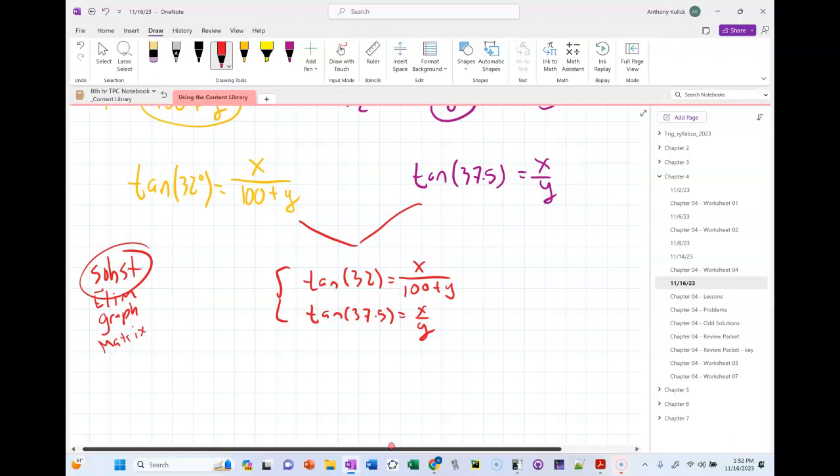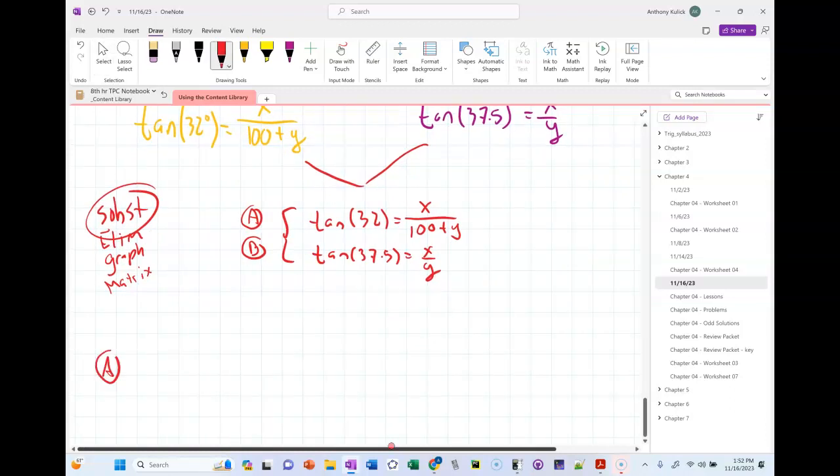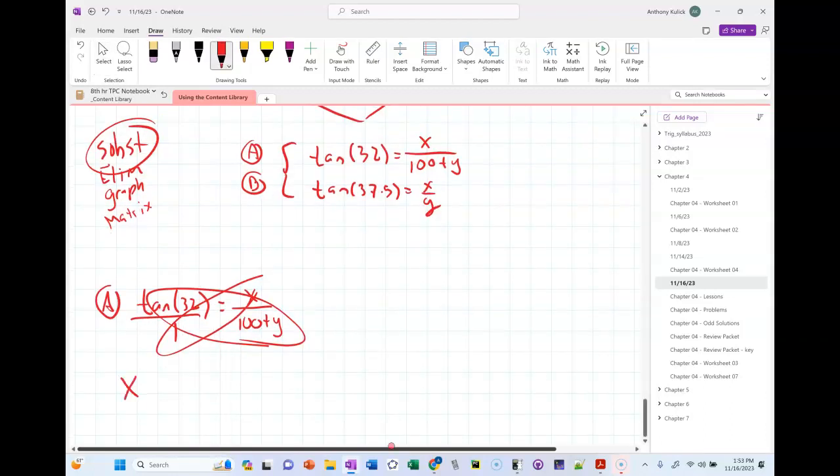So my plan for this substitution is I'm going to take equation A and equation B and just get them equal to the same variable so that I can set them equal to each other. So if I take equation A and we cross multiply, 1 times x is x, and then 100 plus y times tan 32. That equation is now equal to x.